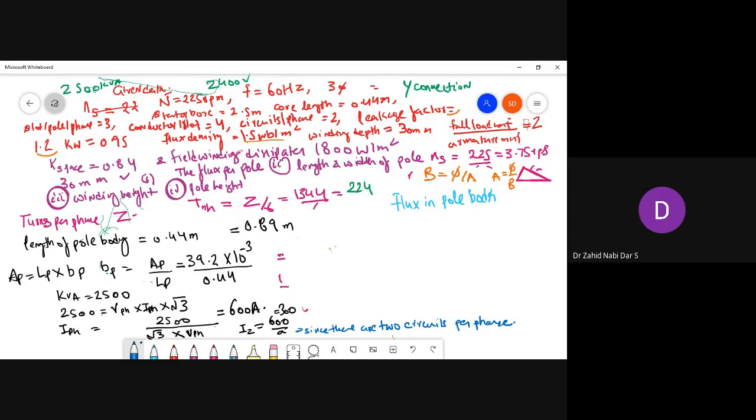How much? Tell me. See, one more thing is that full load mmf by armature mmf is equal to 2. So the ratio, the full load mmf by armature mmf, is equal to 2. That means if you are calculating your armature mmf, your full load mmf would be twice of it. So let's go for the calculation of armature mmf.